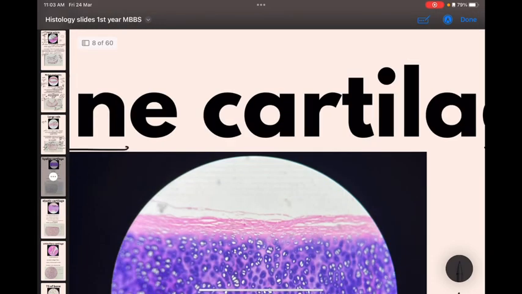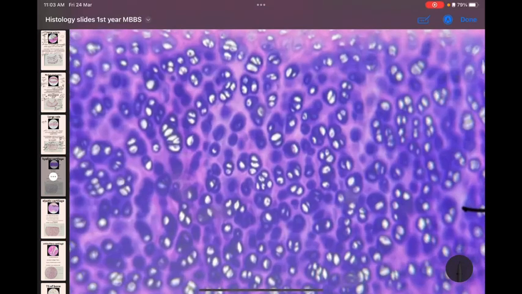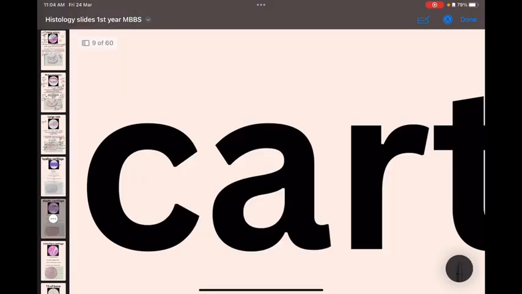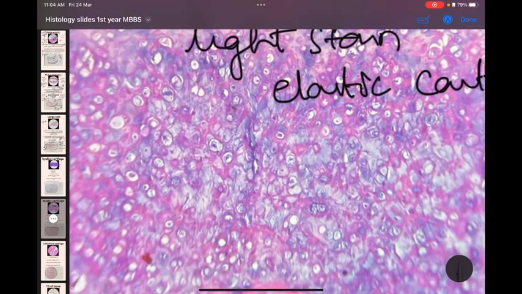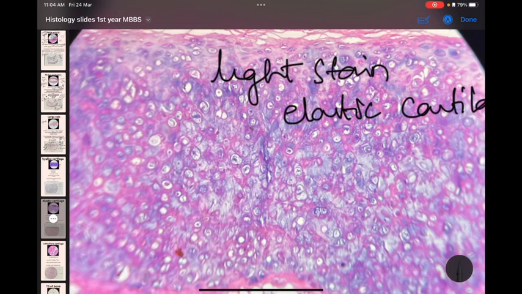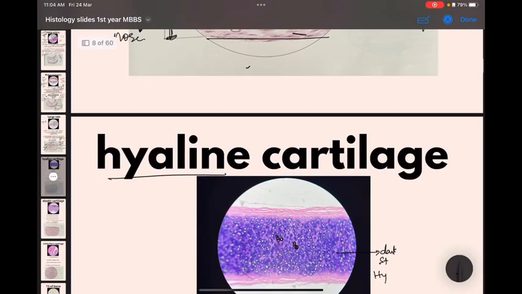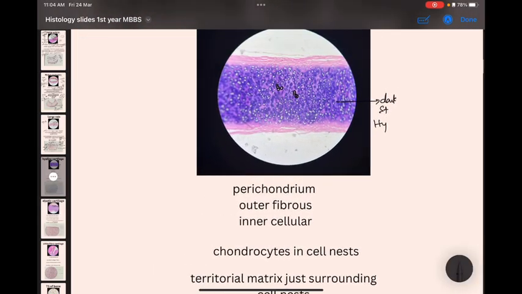And the next distinguishing feature is that it contains aggregate like cell nest, okay, see, in clumps. These are called as cell nest. Chondrocytes are present in this cell nest, whereas in the elastic cartilages, it is not in the clumps. They are not present in cell nest. If at all they are present, they are very rare, okay, compared to hyaline cartilage. We are done with microscopic view now.